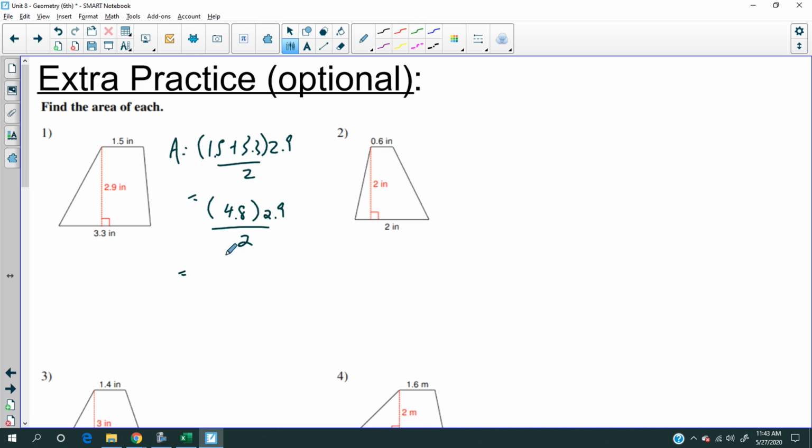Okay, all right. 4.8 times 2.9 is 13.92, divided by 2 is 6.96. Is that right? Okay, now how did the pen end up over there? All right. 6.96, done. Inches squared, or square inches.